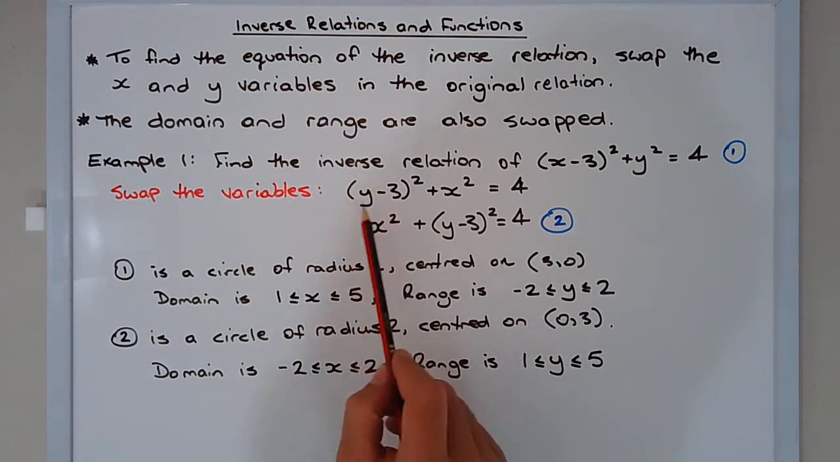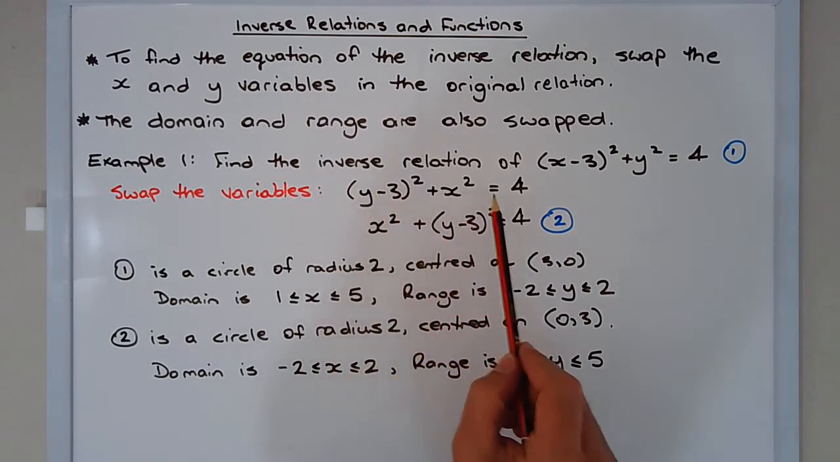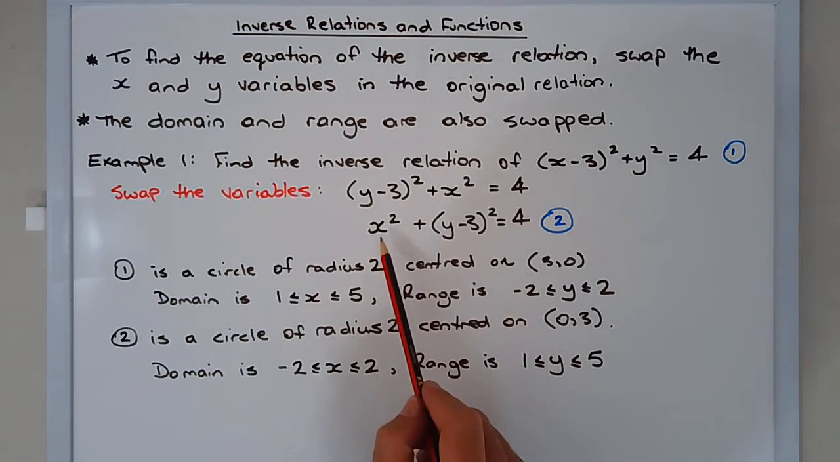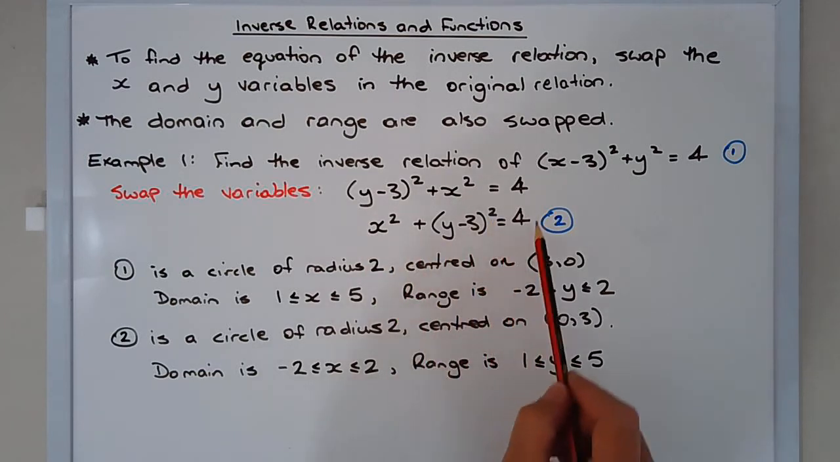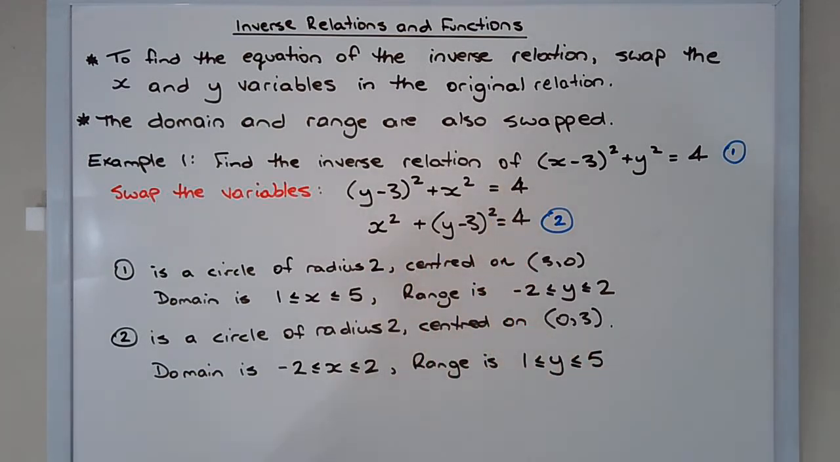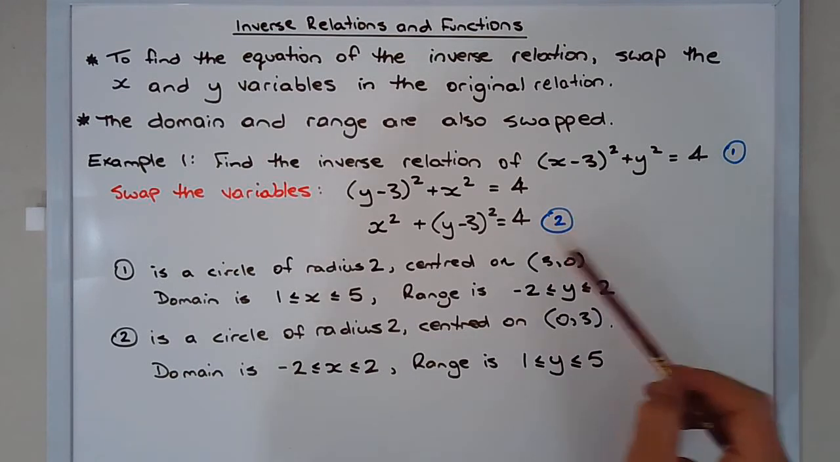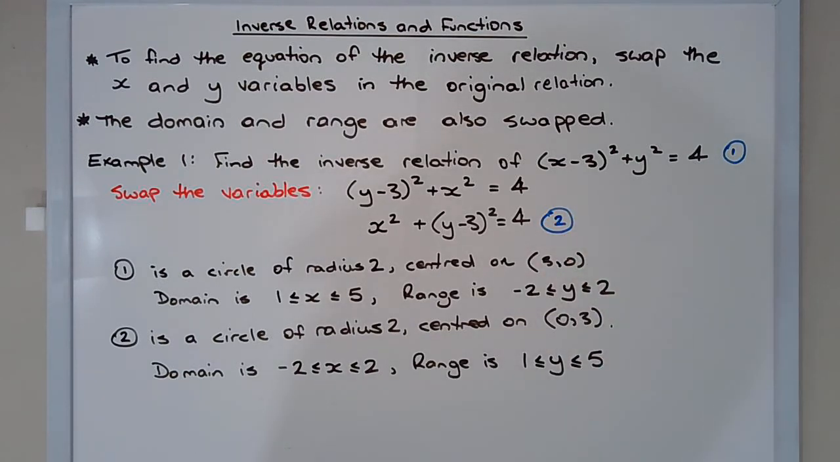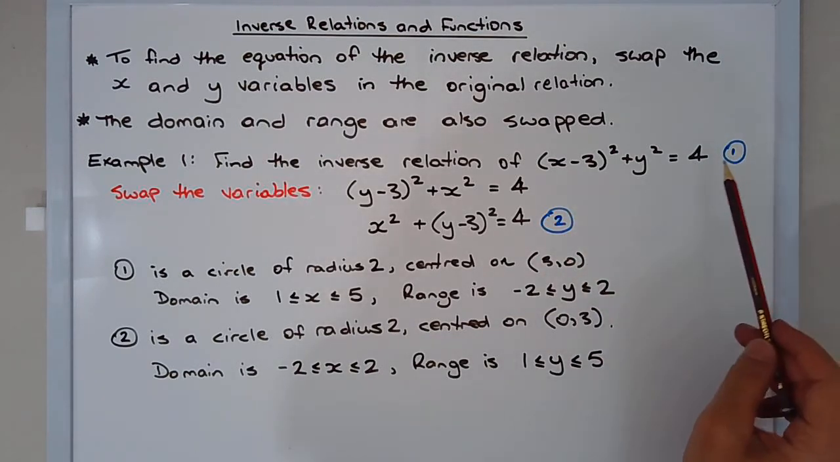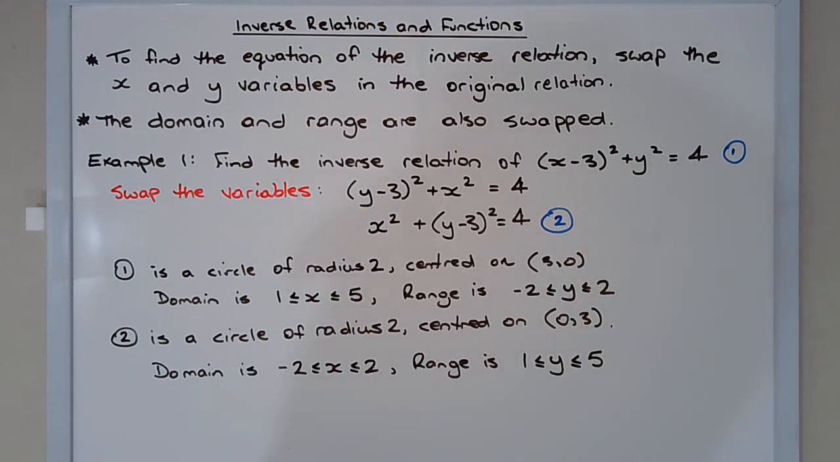So this becomes (y - 3)² + x² = 4, which is the same as writing it as x² + (y - 3)² = 4. So these are the same relation. I've just written it with the x squared first. If you graph relation number 1 and relation number 2 on the same set of axes, you'll see that relation number 1 and relation number 2 are reflections of each other in the line y = x.